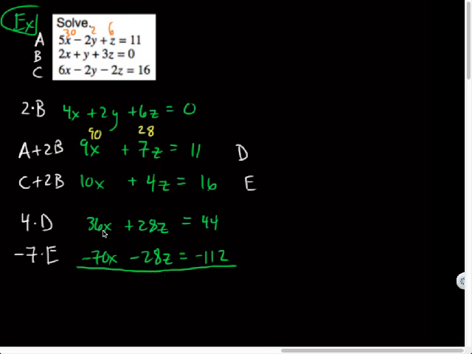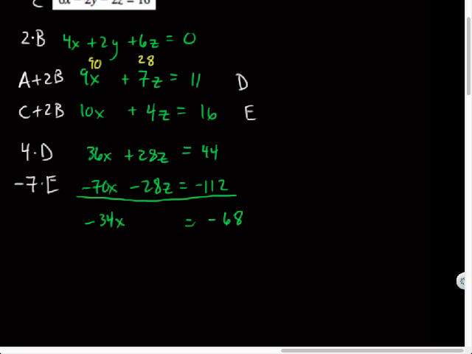add them up. So 36 and negative 70, what's that going to be? Negative 34, is it? All right, thank you. And 44 and 112 is going to be negative 68. Guys, we've got one equation and one variable. X equals 2. How'd you do that? Black magic? No, we divided both sides by negative 34.